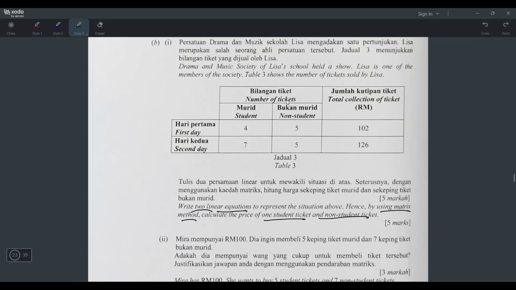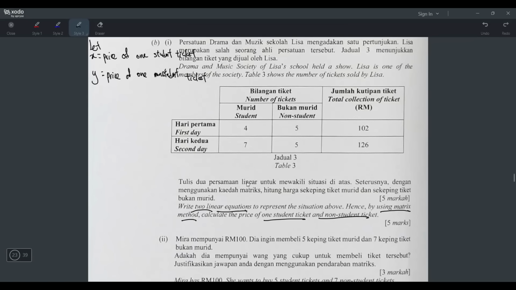So my advice would be straight away you read the last baris and see what they want to find, and then make that the X and Y. So what they want to find, calculate price of one student ticket and one non-student. So your first step is let the X and Y equals to what? So I'll write let X equals to one student ticket, one non-student, right? But be more specific. Price of one student ticket. So price of one student ticket. And then Y will be also price of one non-student ticket.